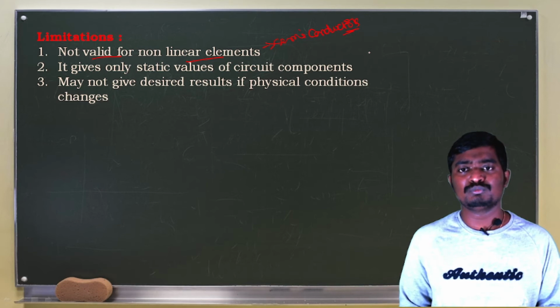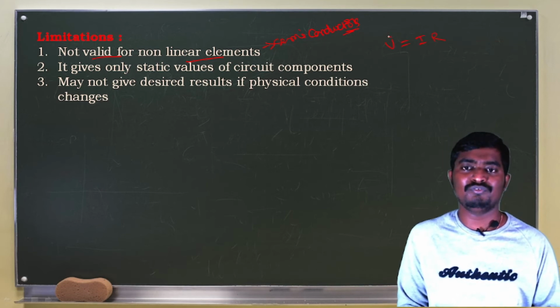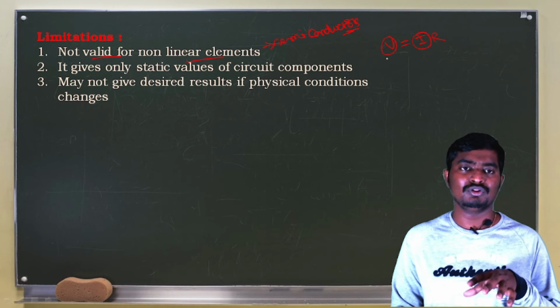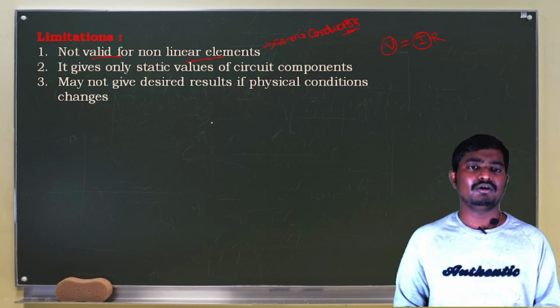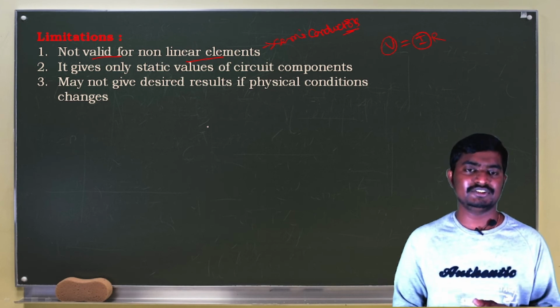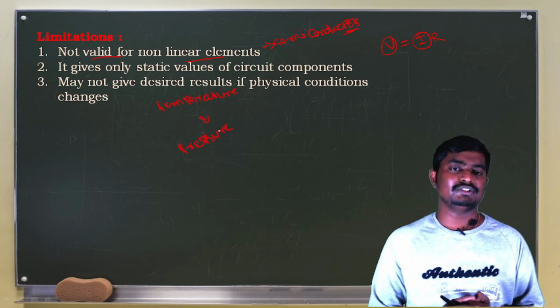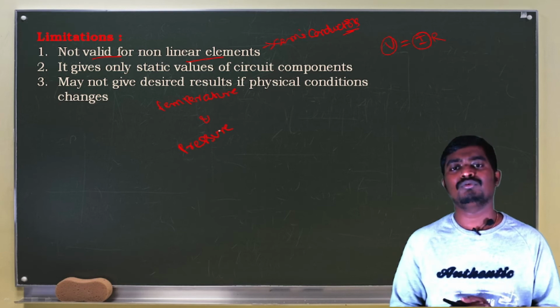When we look into Ohm's law, V equal to I into R, here the values of V and I are static in nature. These values do not vary. So Ohm's law applies only to static components. And the third point, it may not give desired results when the physical conditions change, like temperature and pressure. If these two conditions vary, we cannot get accurate results from Ohm's law.